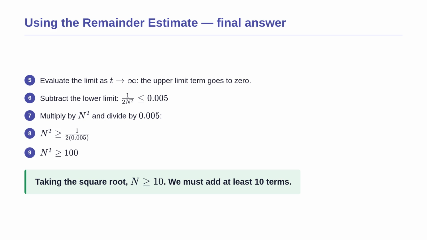Let us solve this inequality. The antiderivative of x to the negative 3 is negative 1 over 2 x squared. When we evaluate this from n to infinity, the upper limit goes to 0, leaving us with positive 1 over 2 n squared. We set this less than or equal to 0.005. Multiplying both sides by n squared and dividing by 0.005 gives us n squared must be greater than or equal to 100. Taking the square root, we find that n must be at least 10. This means adding just the first 10 terms guarantees our answer is within the required precision.